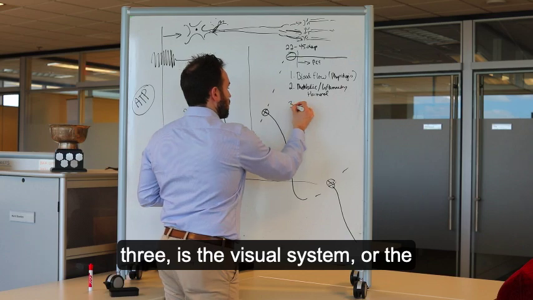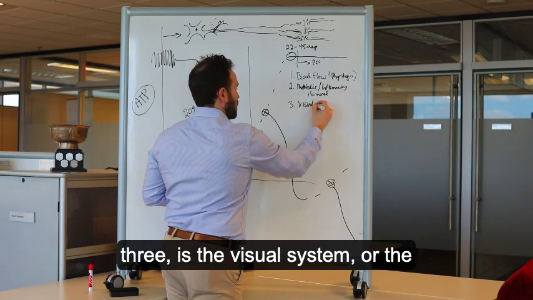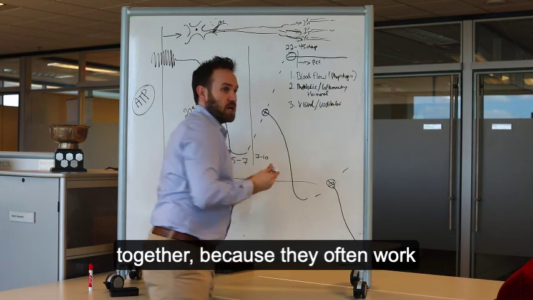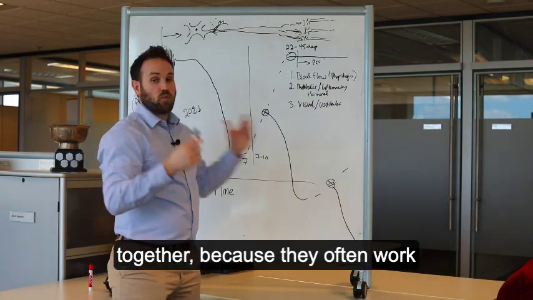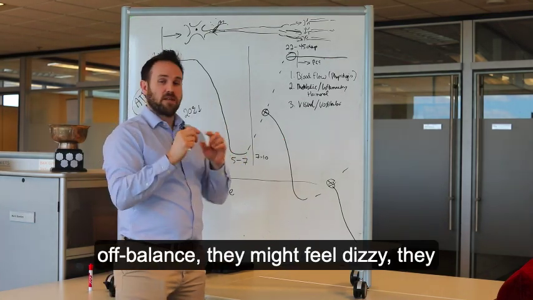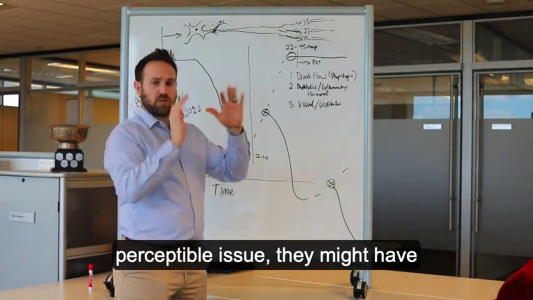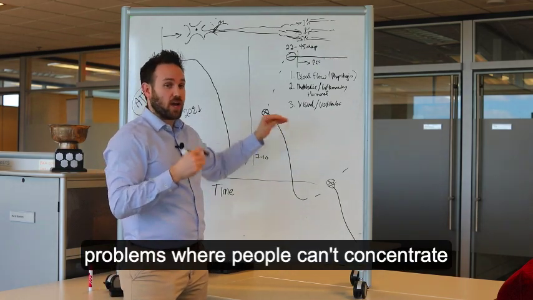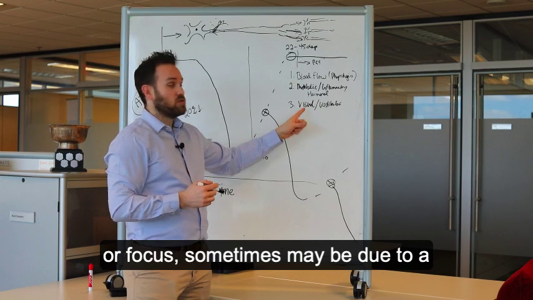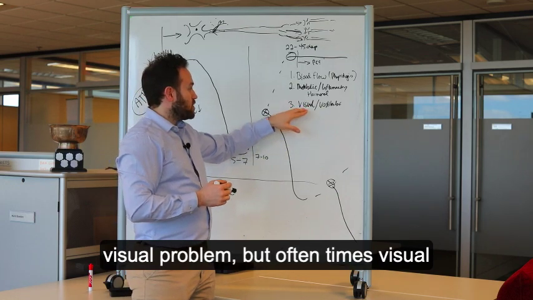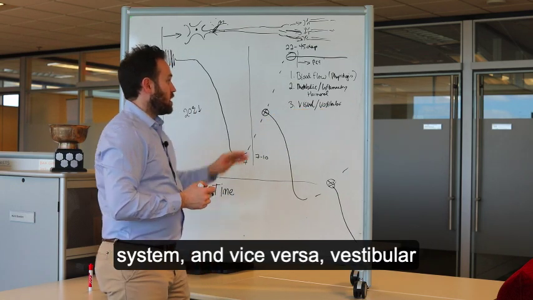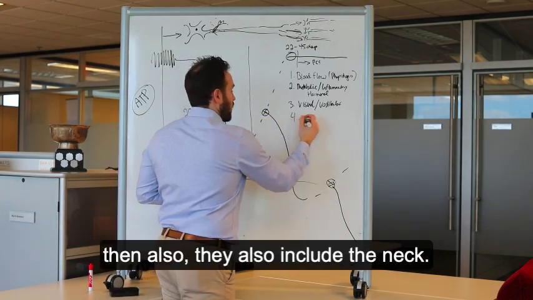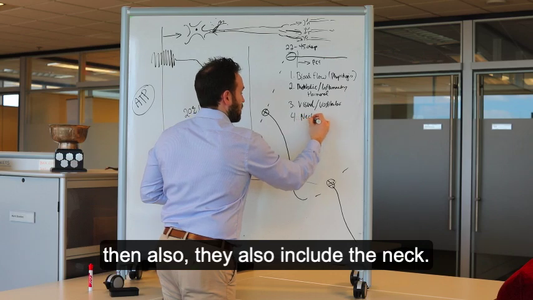Number 3 is the visual system or the vestibular system. I put those together because they often work together. People might feel off balance, they might feel dizzy, they might have a visual perceptive issue, they might have trouble reading, even some cognitive problems where people can't concentrate or focus, sometimes due to a visual problem. But oftentimes visual problems also include the vestibular system and vice versa. Vestibular problems include the visual system, and then they also include the neck.